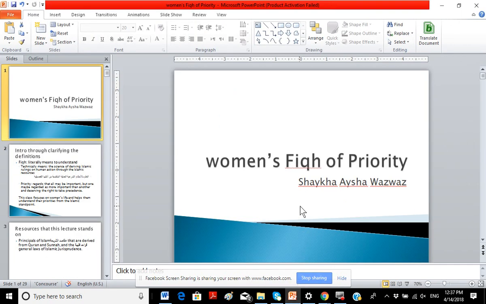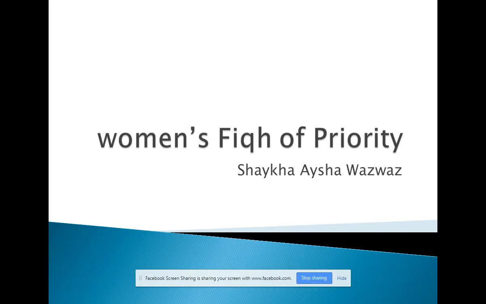In the beginning, we're going to talk about the rules of the fiqh of priority. When we say fiqh of priority, there are general guidelines that regulate what makes this more important than that, why is this more important than that issue, and what are the regulations to it?